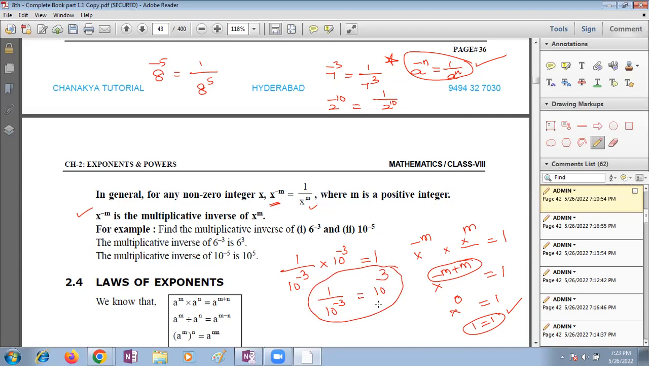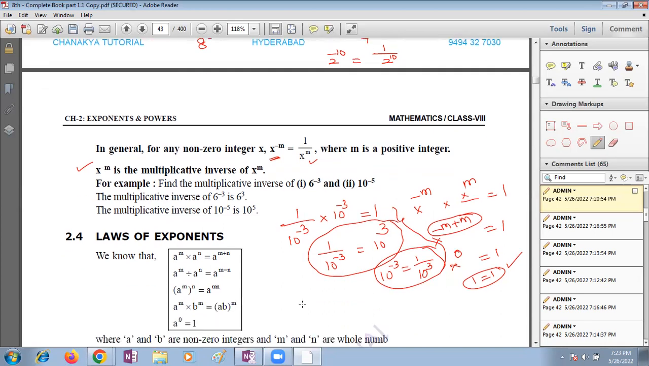Please remember these things. 10 power minus 3 can be written as 1 by 10 power 3. This is vice versa happening. Please observe these things very keenly. We use this even in our calculation part when we are doing simplification.